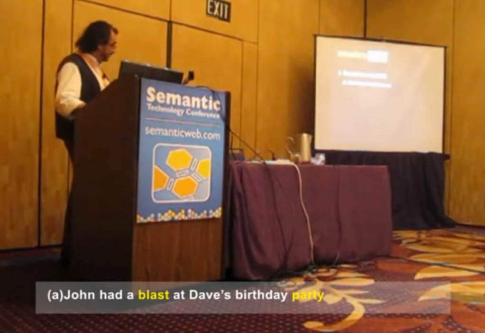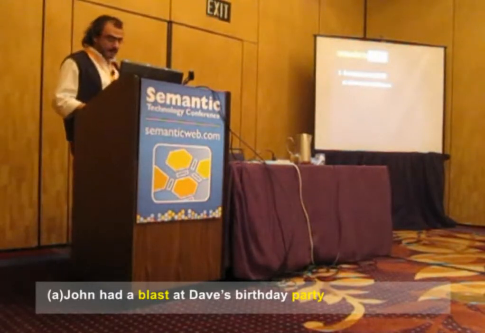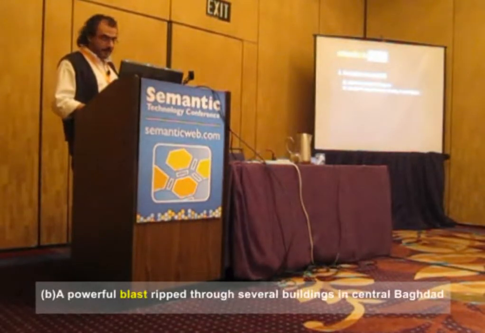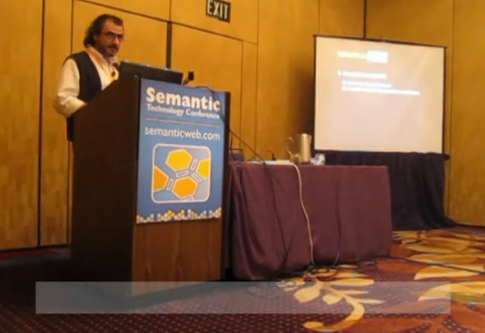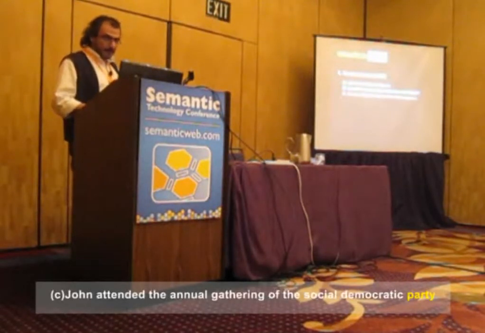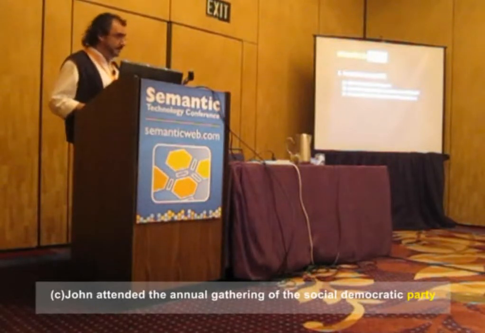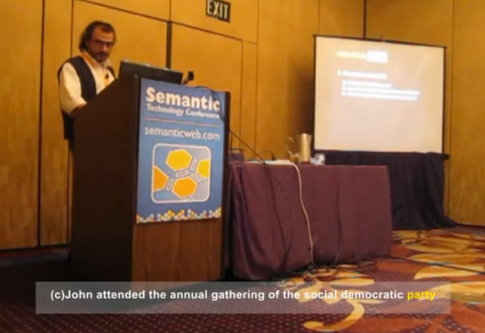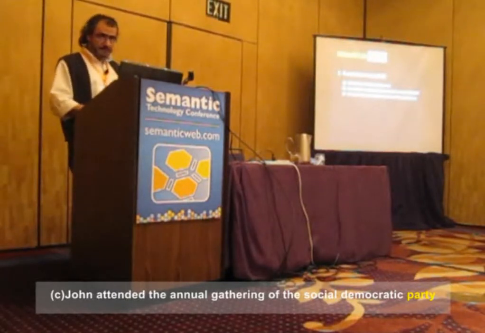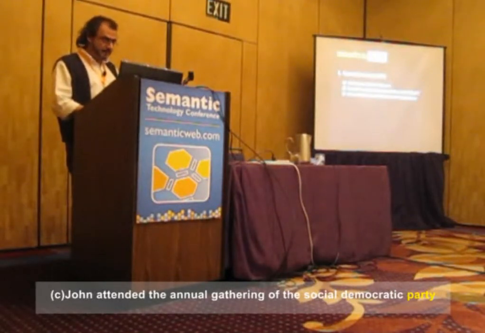I'll give you an example. If we say, "John had a blast at Dave's birthday party," then party and blast have one meaning. Blast is different here, obviously. "A powerful blast ripped through several buildings in the center of Baghdad." Blast now is a different thing. And party now is different from party in the first example. "John attended the annual gathering of the Social Democratic Party." So party now all of a sudden is a political organization. That's what word sense disambiguation is all about. And it's a very challenging problem.